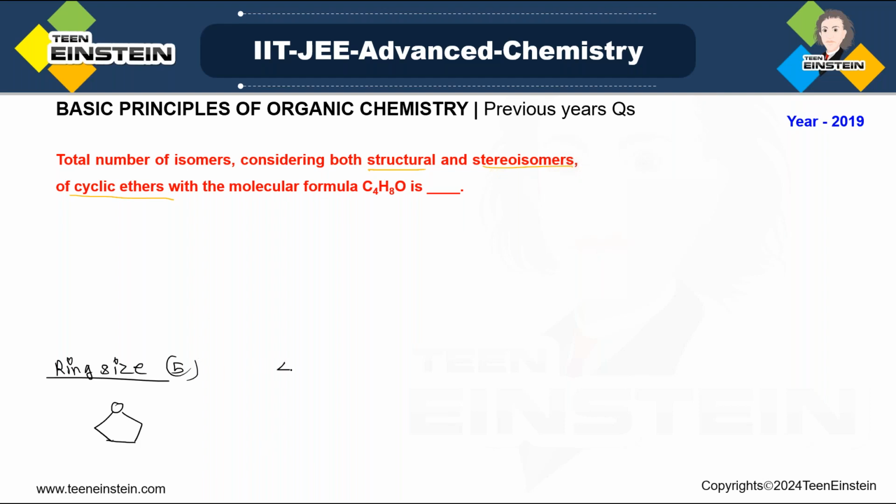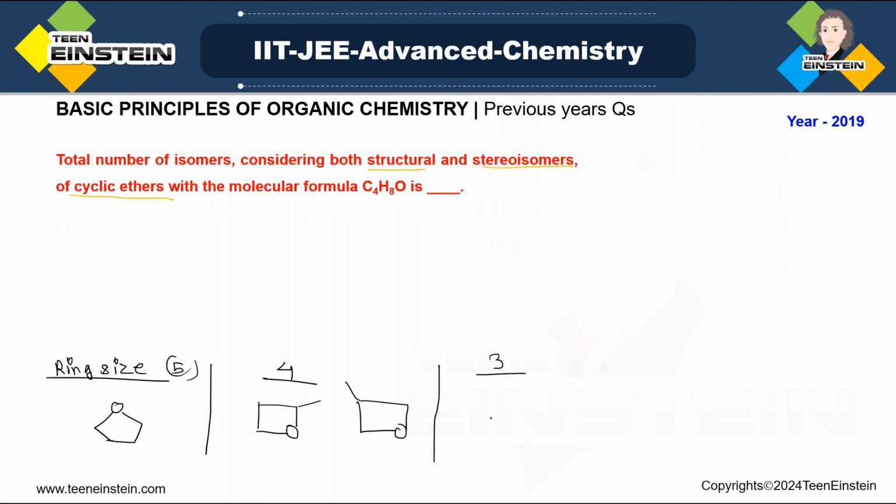Now when ring size is 4, under this condition what you can get? You can get this type of structure, but one methyl substituent you have to place. But methyl substituent can also be placed at this position, isn't it? Now first I will overlook the stereoisomerism. I will simply draw all the probable structural structures.